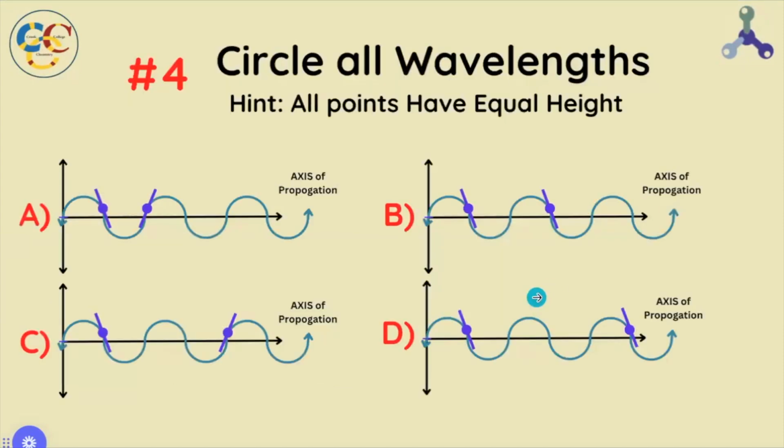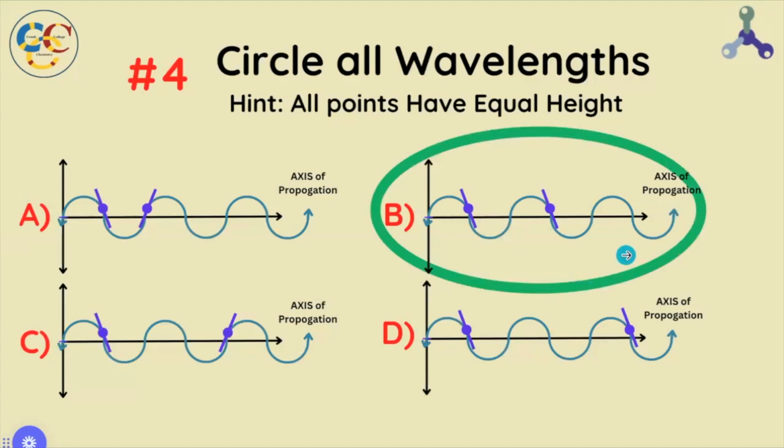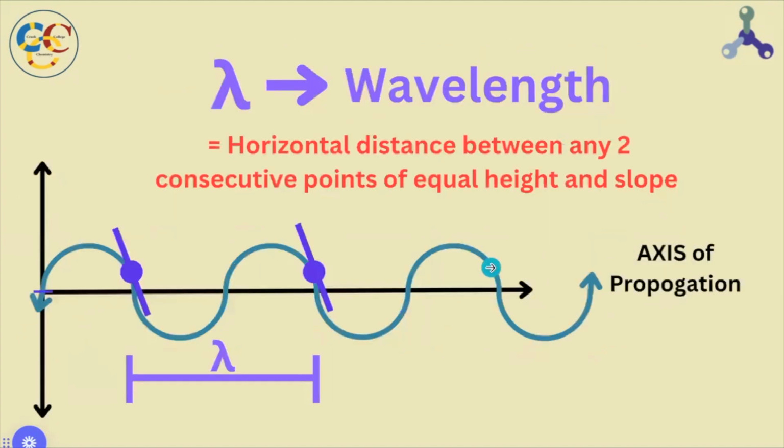Question 4. Which of these sets of points make up a wavelength? And our hint is that they all have the same height as each other. B is the only correct answer. Based on the definition of wavelength, B has the only set of points that satisfy this definition right here.